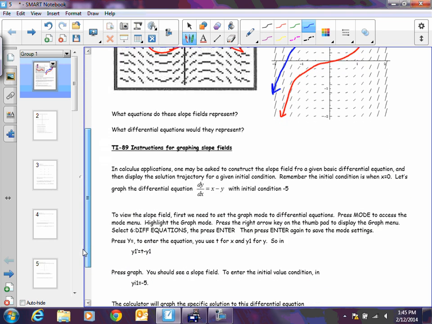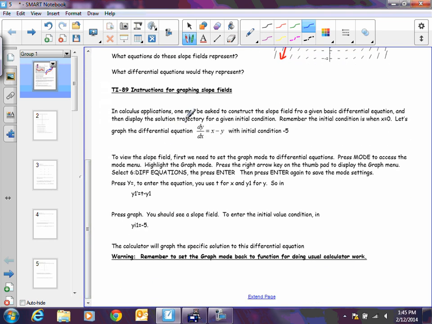And so if we look down here, it says you may be asked to construct a slope field given an initial condition. So dy over dx equals x minus y. This is a differential equation. This is representing the derivative of something. And we can construct the slope field. Now on the next page we're going to do this by hand, but on this one we're going to go ahead and do it in the calculator. I'm going to show you how to do that. And then this initial condition is going to allow us to construct the actual curve. All the directions are going to be right here on your paper. I'm going to show you up here.